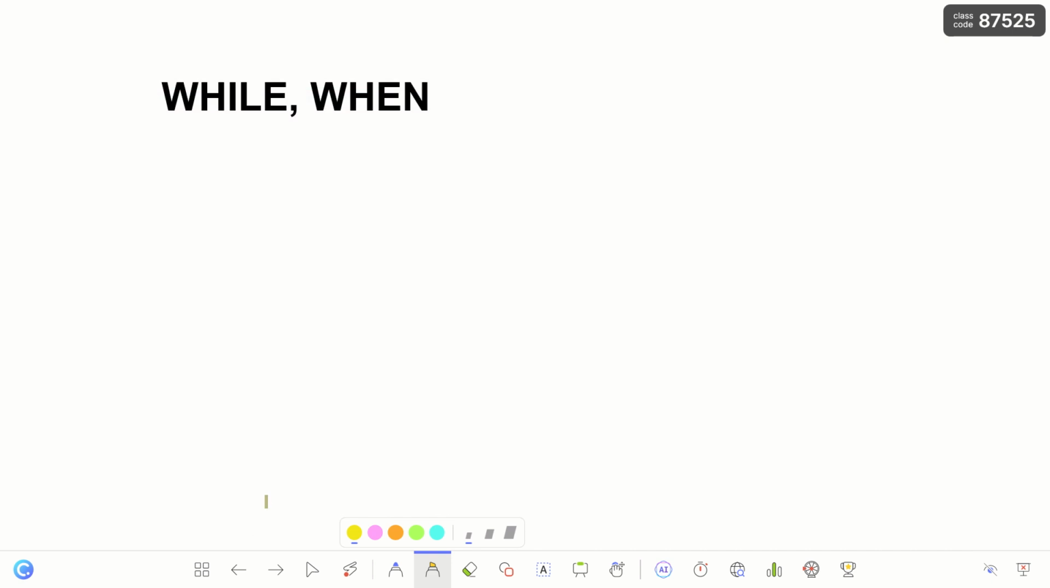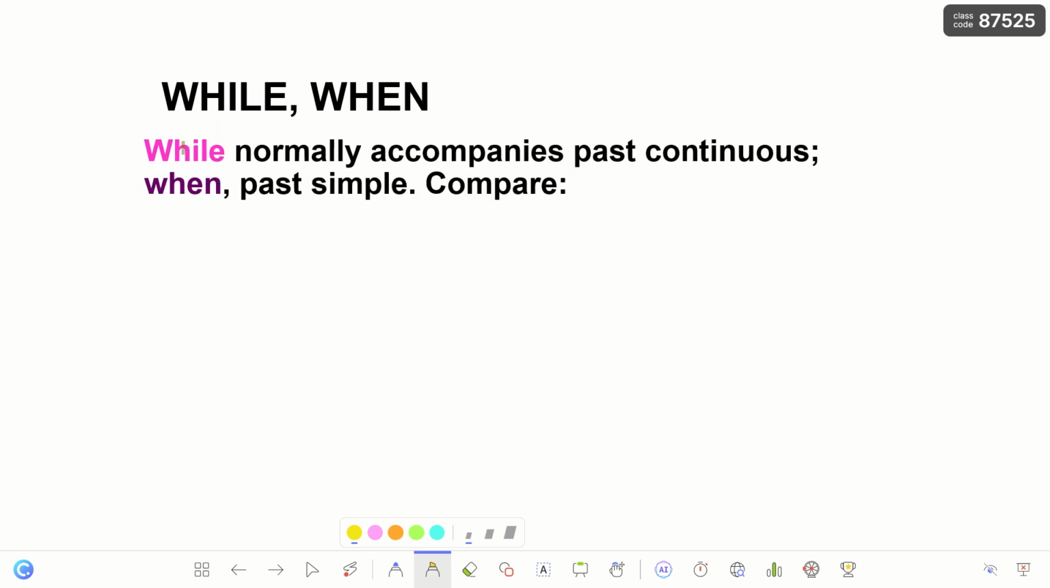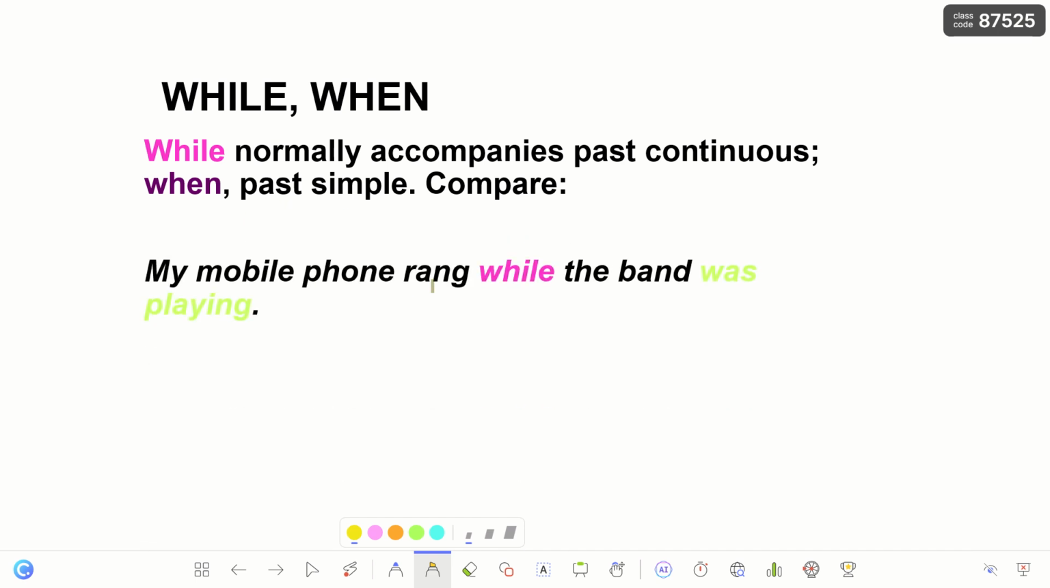Okay. Now, some keywords that I use with past continuous, like while and when. So while is usually followed by past continuous, while when is usually followed by past simple. So if I have this example, my mobile phone rang while the band was playing. So while is followed by past continuous, so the other part of the sentence was in simple past.